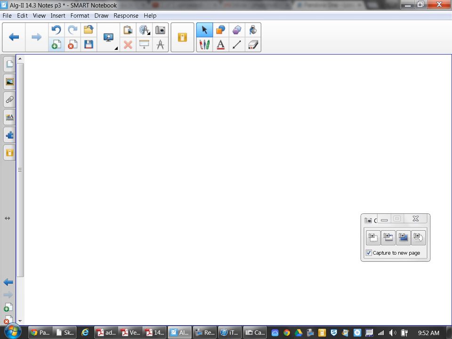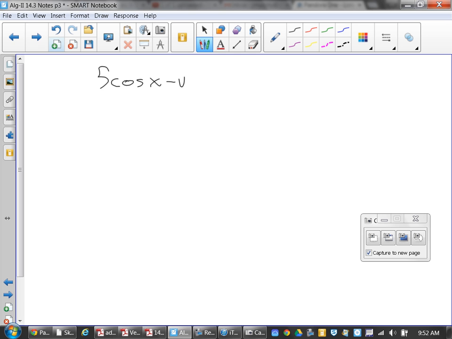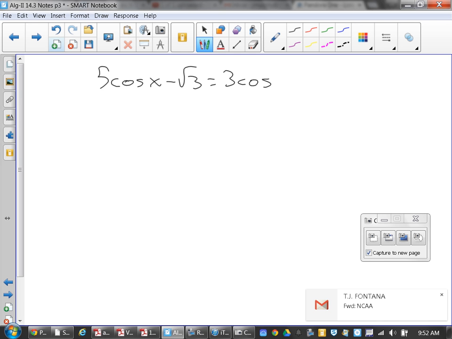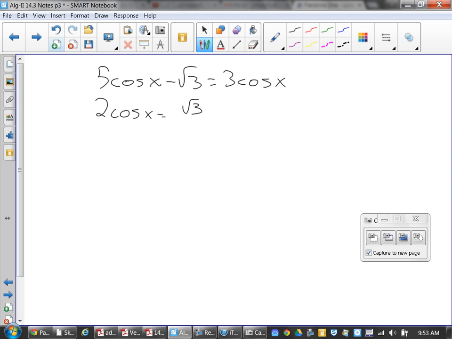When I'm talking about a general solution, let's look at number 3. About halfway down the page it says find the general solution of the equation. Number 3 says find the general solution of 5 cosine of x minus root 3 equals 3 cosine of x. What do you think you need to do to start? Subtract the 3 cosine x and add the root 3. We okay with that? Okay, so we have 2 cosine of x equals root 3. Now what?